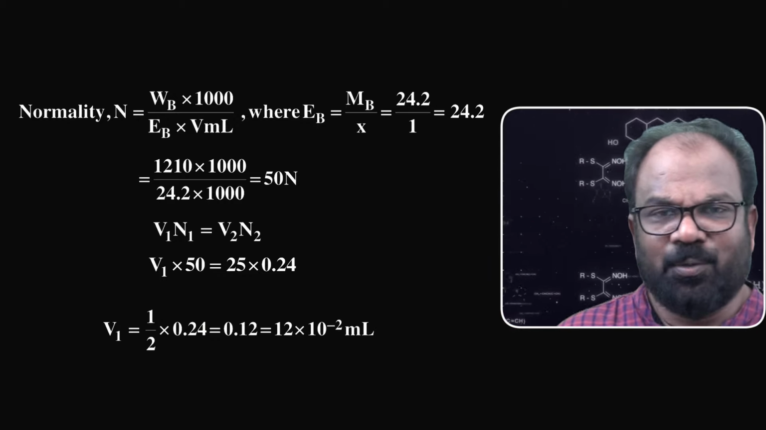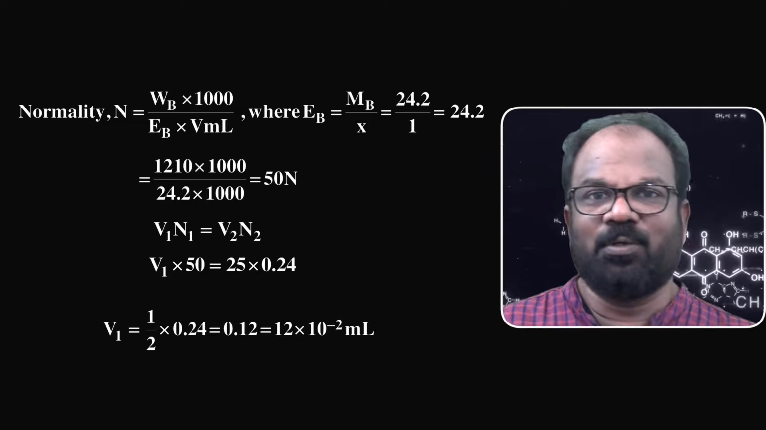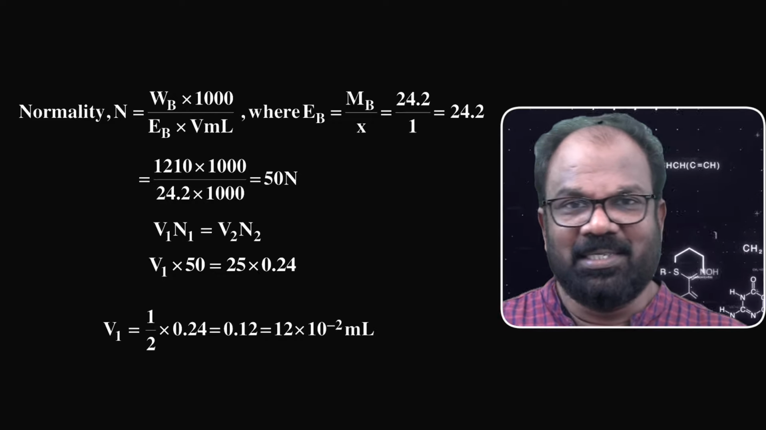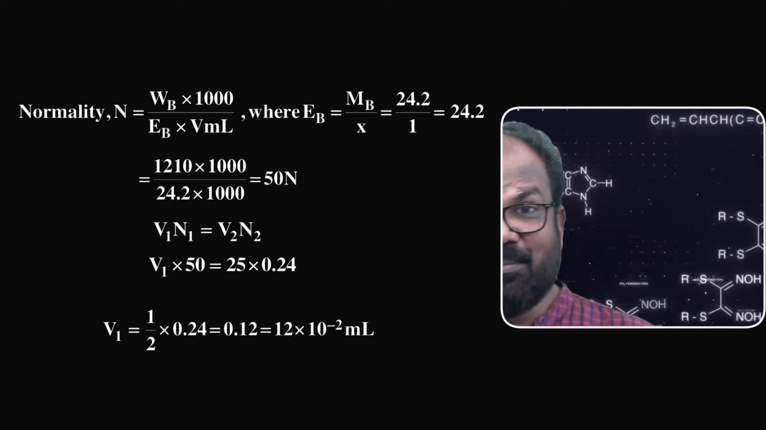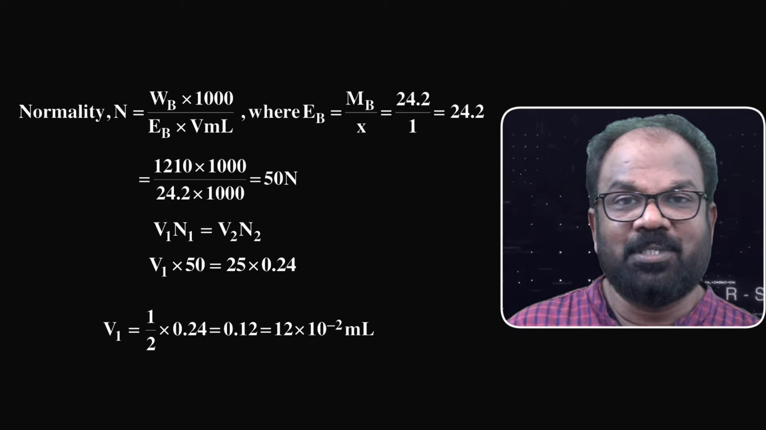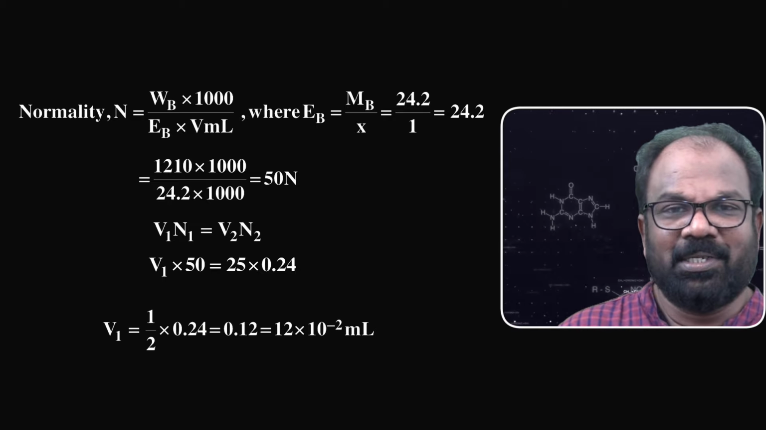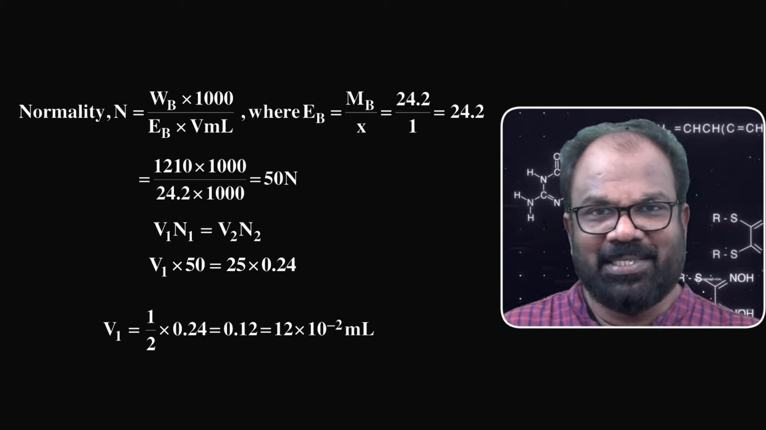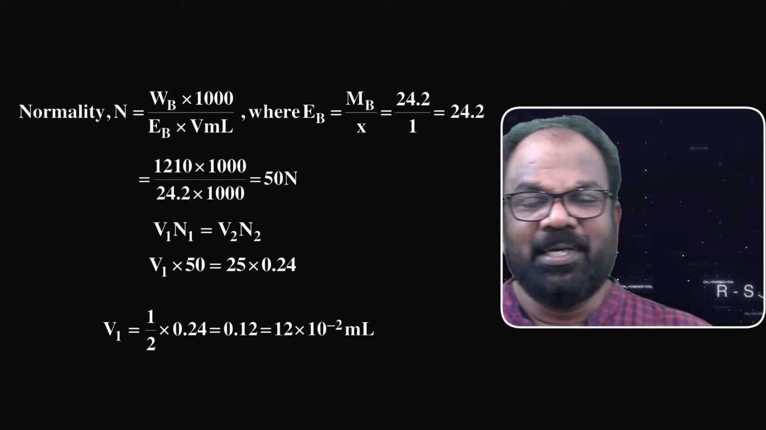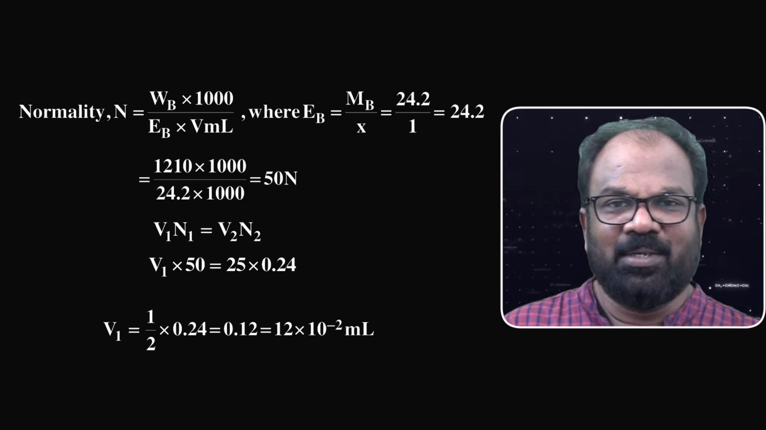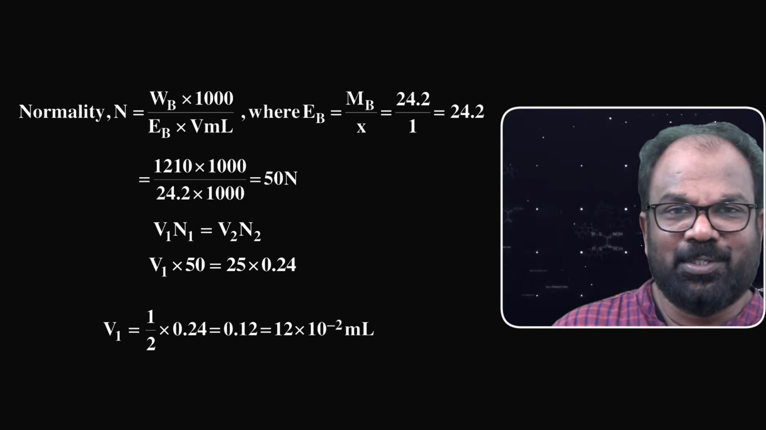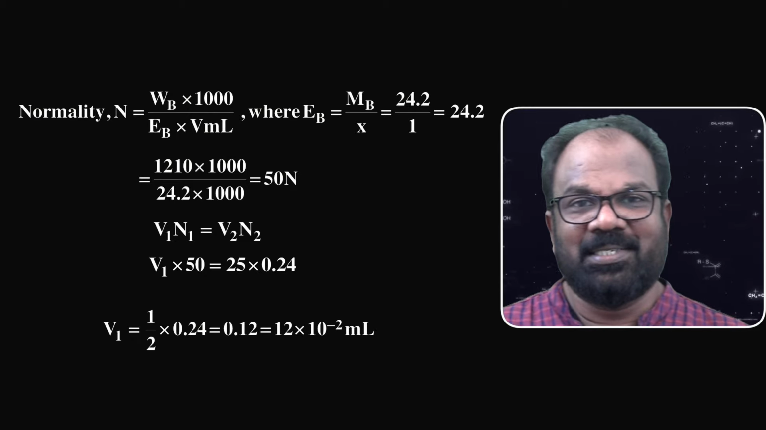And because for NaOH, its normality is equal to molarity because its acidicity is equal to 1. Acidicity means the number of replaceable OH minus ions. Then we can find out the volume of acid used for neutralization. V1 is equal to 0.12 milliliter, that is equal to 12 into 10 raised to minus 2 milliliter. So here the answer is 12.